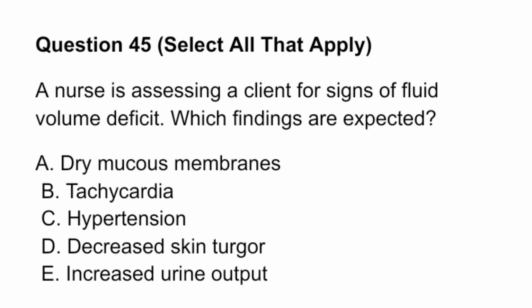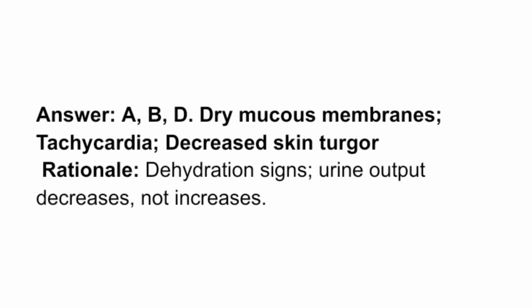Question 45. Select all that apply. A nurse is assessing a client for signs of fluid volume deficit. Which findings are expected? A. Dry mucous membranes. B. Tachycardia. C. Hypertension. D. Decreased skin turgor. E. Increased urine output. Answer A, B, D. Dry mucous membranes, tachycardia, decreased skin turgor. Rationale: dehydration signs. Urine output decreases, not increases.